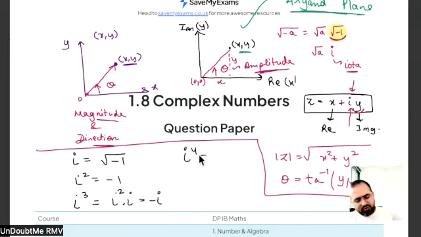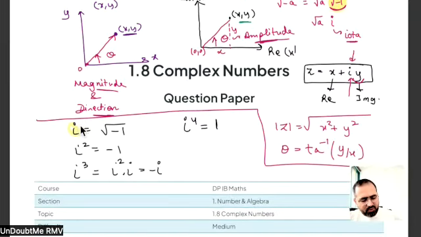And then i to the power 4 will be how much? 1. Use the previous value, so you can use i square. I square times i square will be i to the power 4. So (-1) square will be 1. So these are the powers of i, which is generally used in questions.